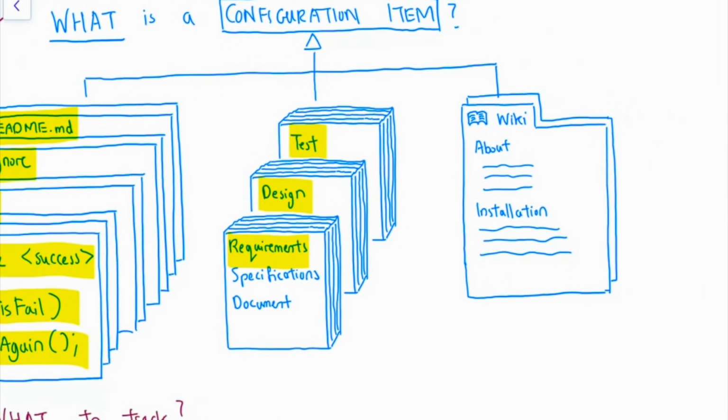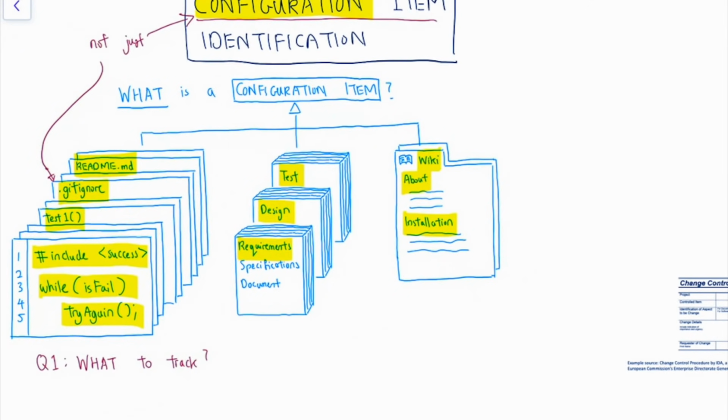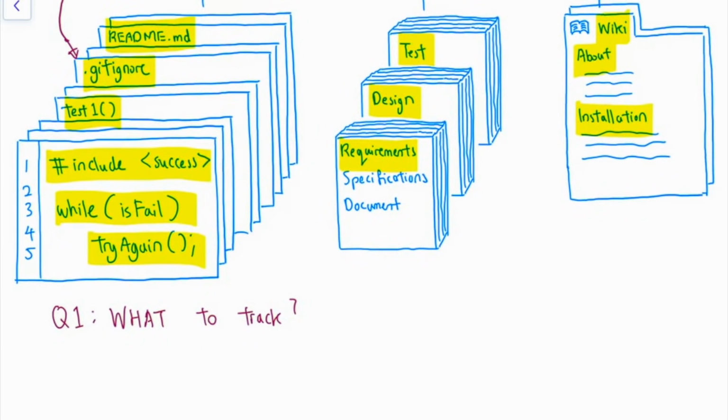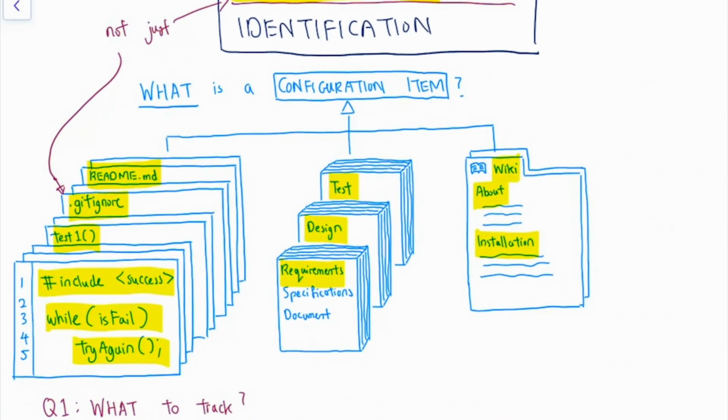Okay, so other than documents, there are also things like online wikis, things to tell users what your apps are about, as well as instructions on how to properly install your apps. Okay, so stuff like that. All these are considered configuration items because they represent a certain state of your development. Okay, so I have this question here: what to track? All right, so we have so many things to track.